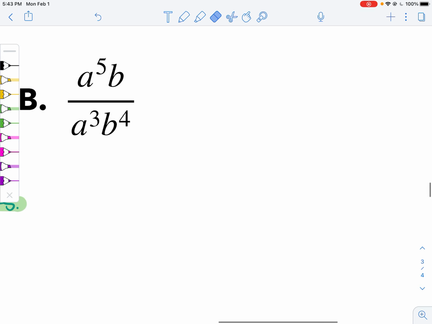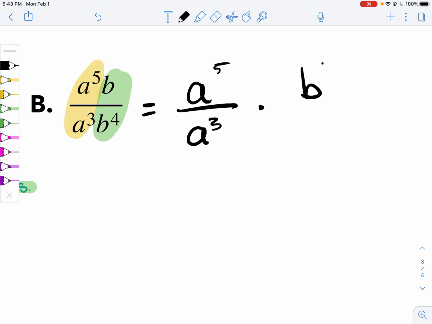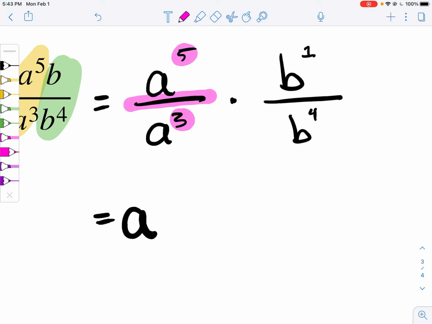Well, we need to first sort them by base. So let's separate our A problem from our B problem and see what we get. So we have A to the 5th over A cubed times B to the 1st power over B to the 4th power. Now I'm going to use my rules of exponents and say, oh, hey, look, 5 minus 3? Crazy. That's 5 minus 3.